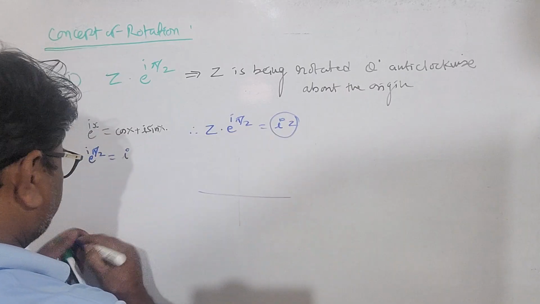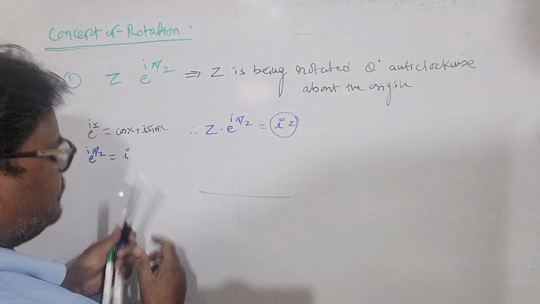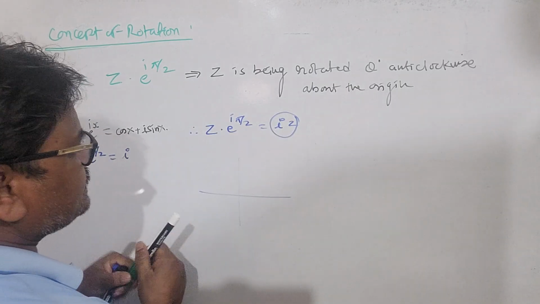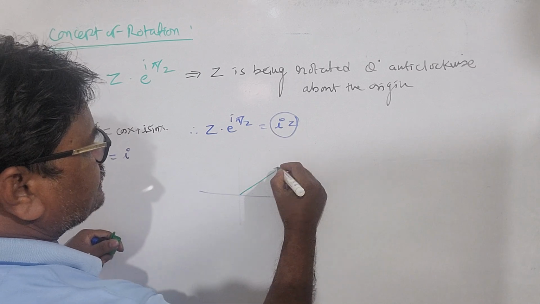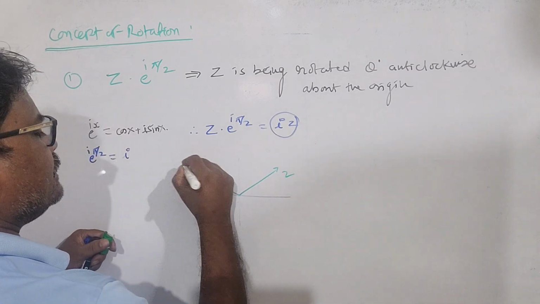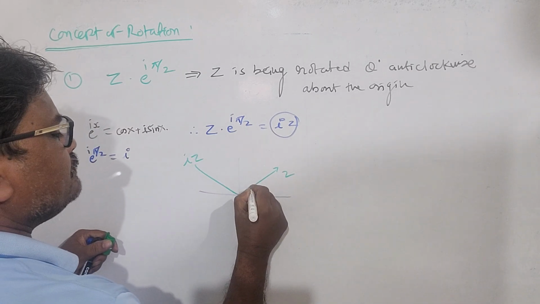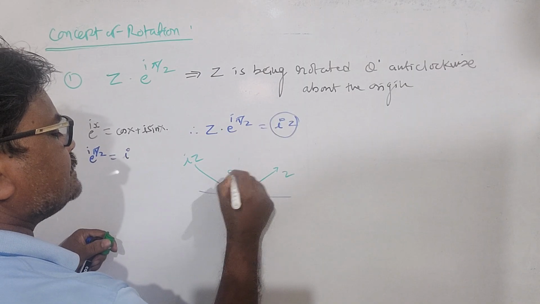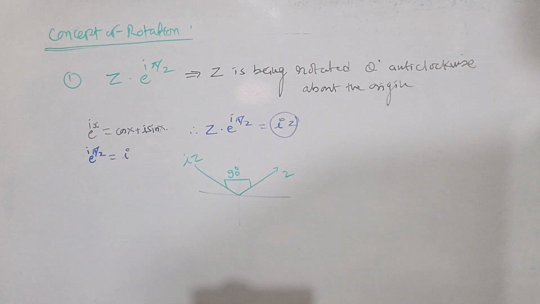This is something like that. The angle between z and iota z. This is z and this is your iota z. The angle between them is 90 degrees. Angle between z and iota z is 90 degrees. So automatically, the second thing clears.